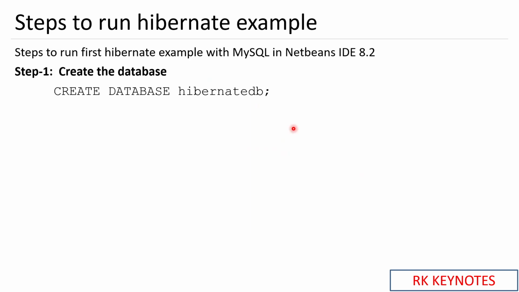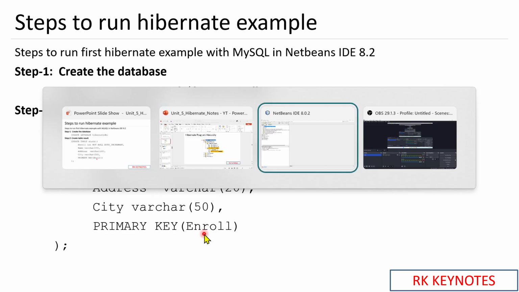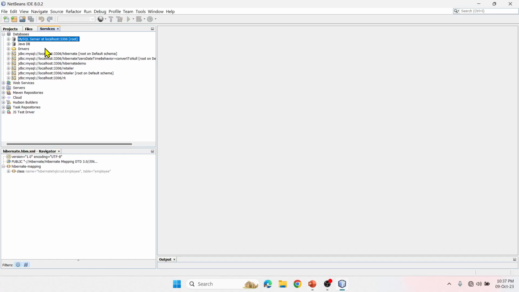So the first step is to create a database and then the table with four fields, and I'm going to keep the enrollment number as auto increment and primary key as well. After that, first let's dive into NetBeans, and then we'll create this, and then we'll get back to this PPT again. So I have already shown you how to register MySQL database in the previous video. If you have not done yet, do please check the previous video.